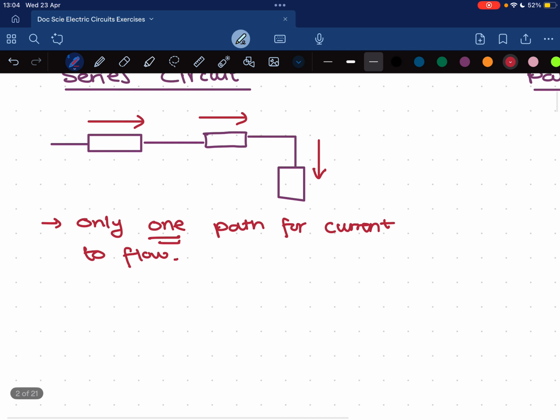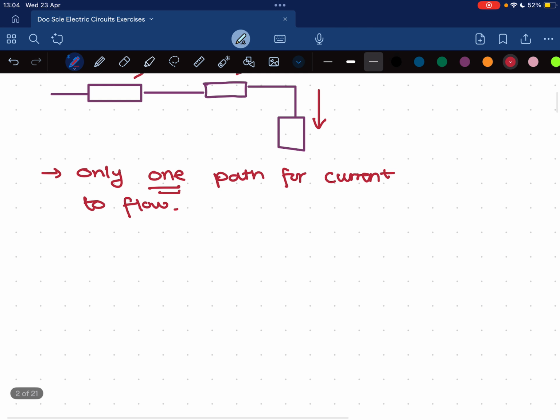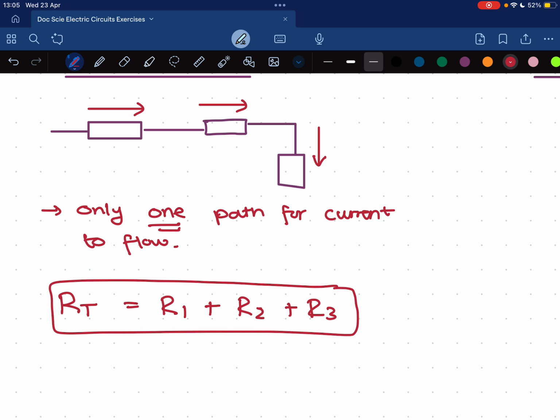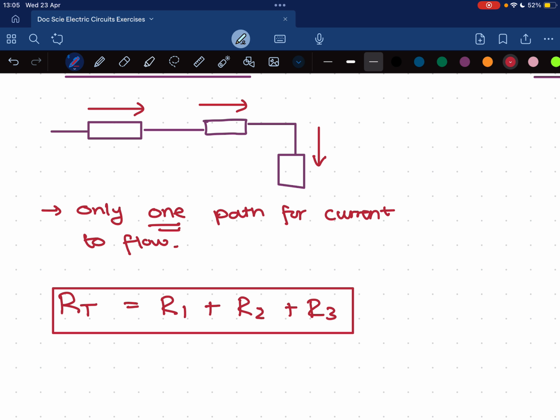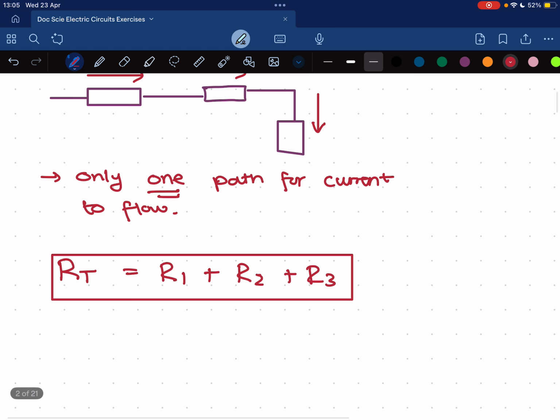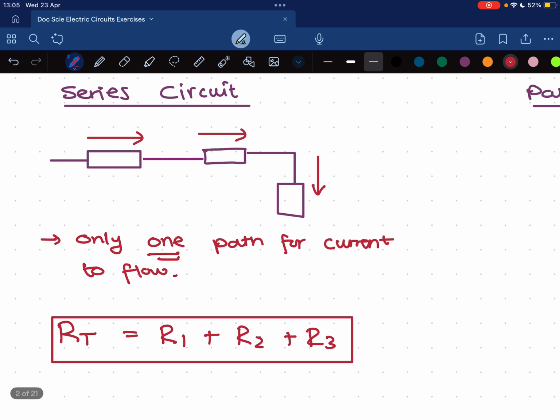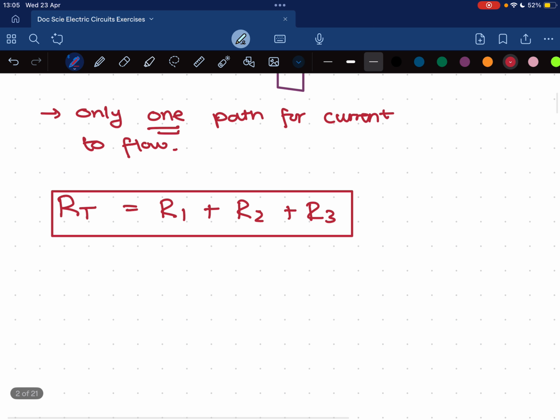So when we calculate resistance, we say, well, the total resistance is just the sum of all the resistors that we have. So in order for us to understand then how this works, if current is going to flow in one direction, then it must be the same throughout.